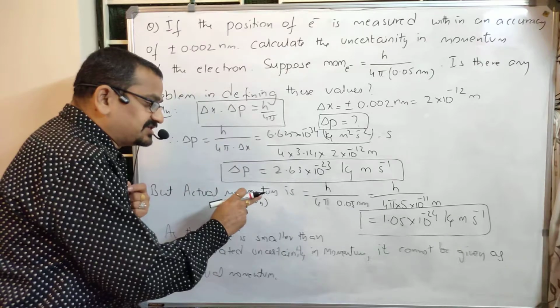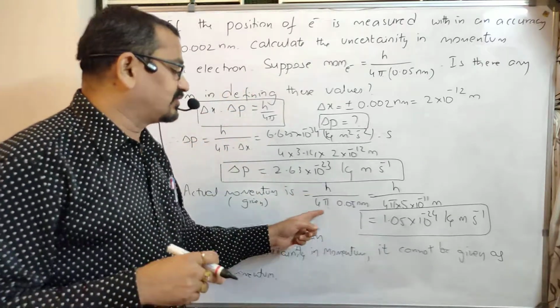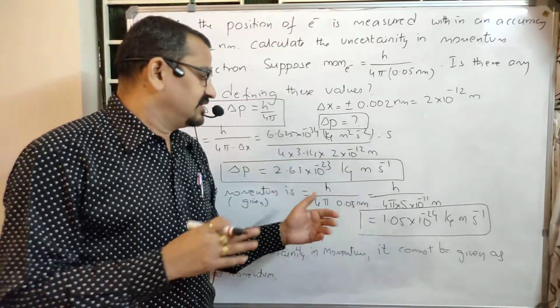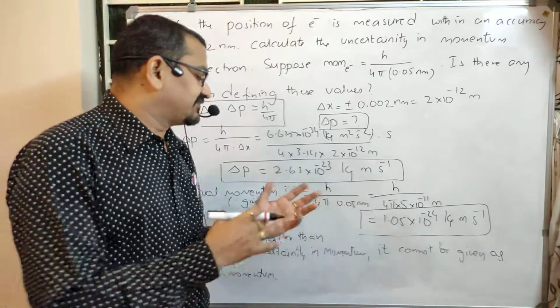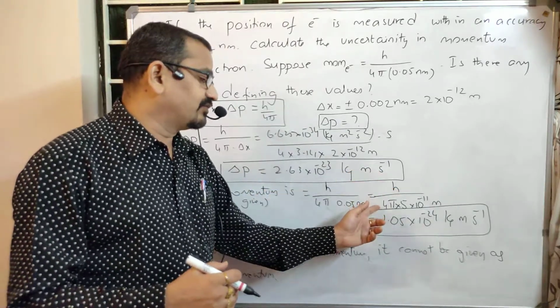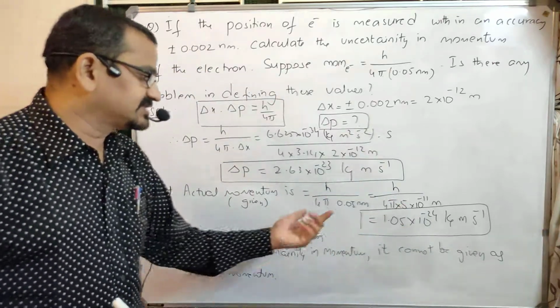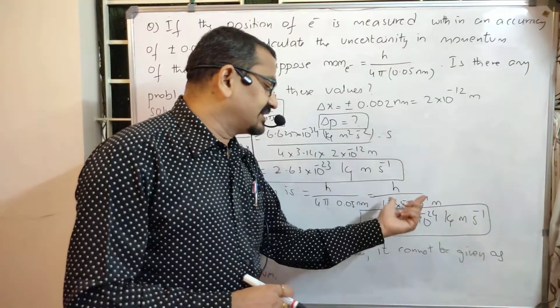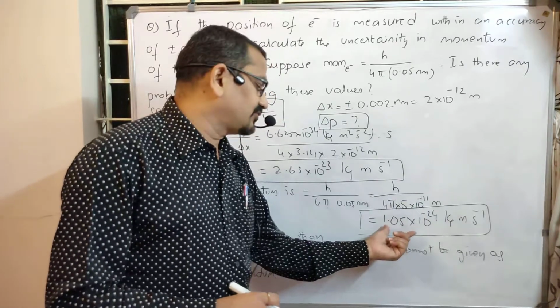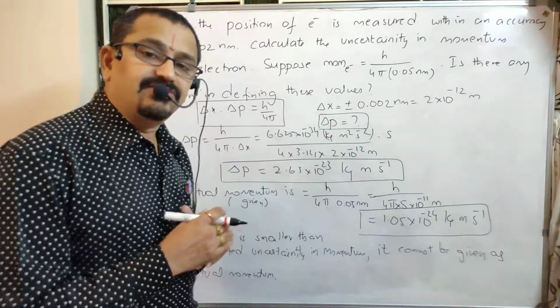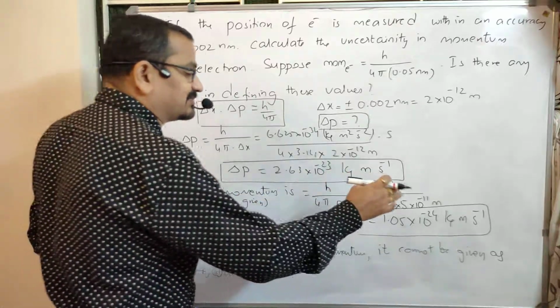But the actual momentum given in the question is h by 4 pi into 0.05 nanometer. Let us substitute this also. Let us find the exact value of this also. H by 4 into 3.14 into 5 into 10 power minus 11 meters. And on substituting and calculating this, we got this value 1.05 into 10 power minus 24 kg meter per second.